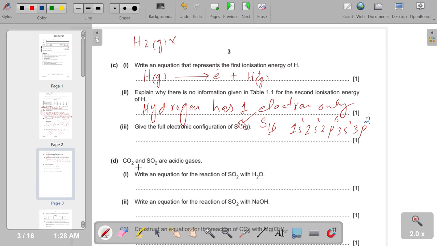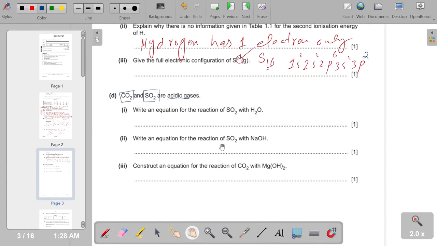So the next question: CO2 and SO2 are acidic gases. Of course, they both are non-metallic oxides. Carbon is a non-metal, sulfur is a non-metal. Non-metallic oxides are acidic in nature. So write an ionic equation for the reaction of SO2 with H2O. When this SO2 gas in the air reacts with water, we will get sulfurous acid. It's not sulfuric acid, we are getting sulfurous acid.